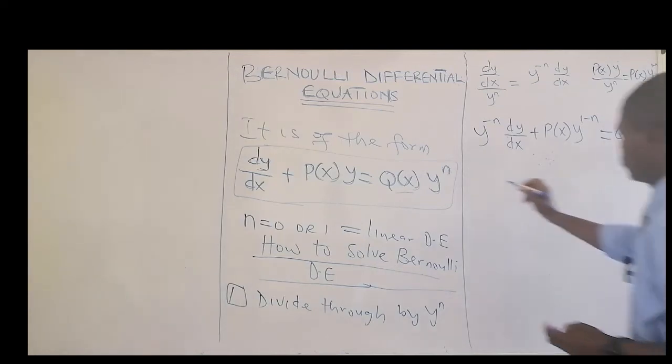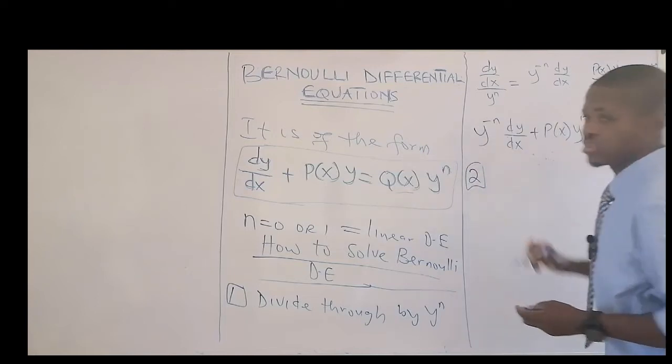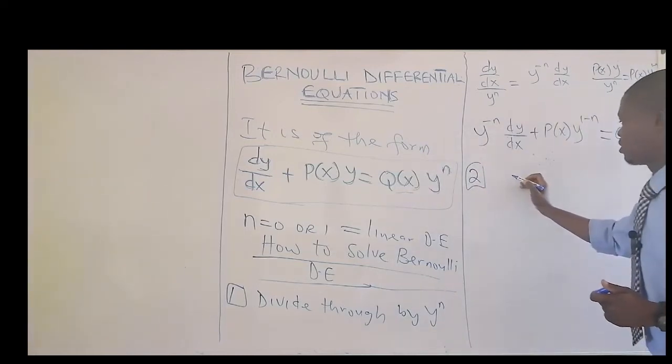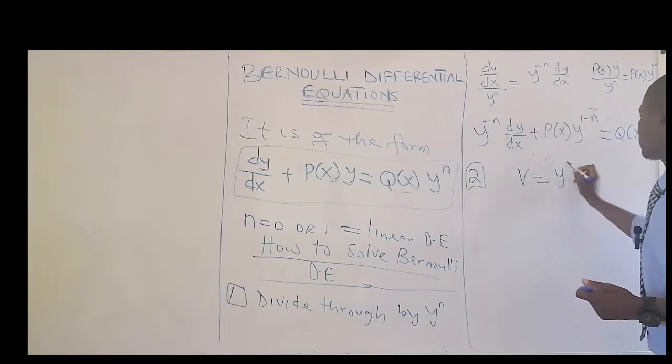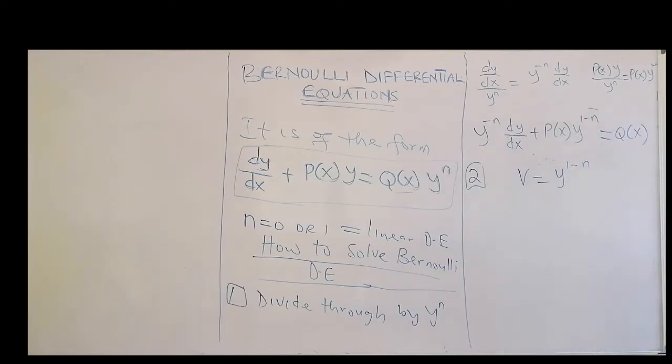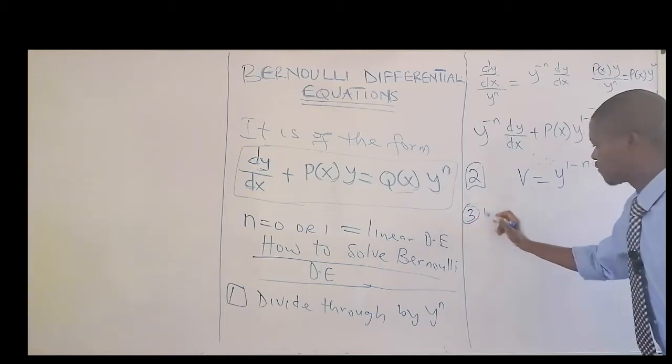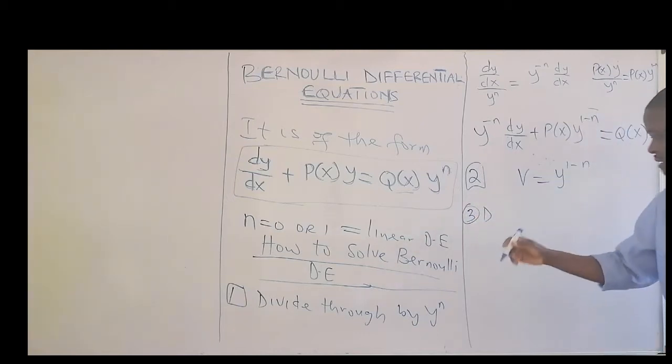Then step two. Step two is to do a substitution by using v equal to y to the 1 minus n. Whatever you have here with your p of x, give it a letter v. Then you now differentiate this. The next thing is to differentiate implicitly.